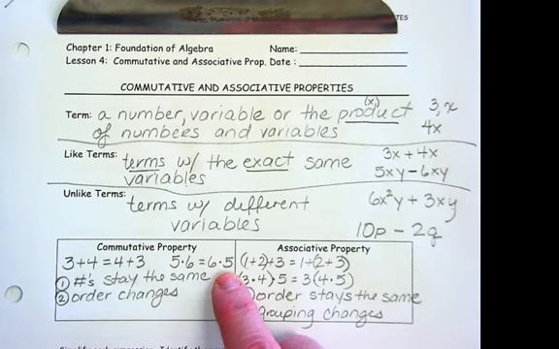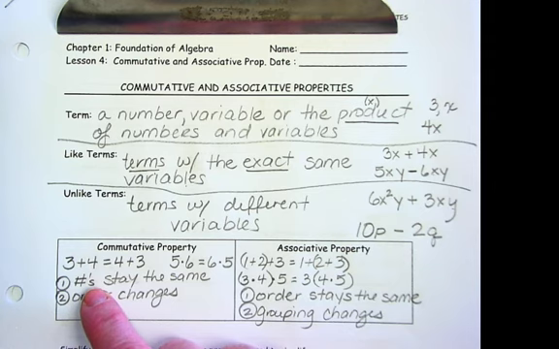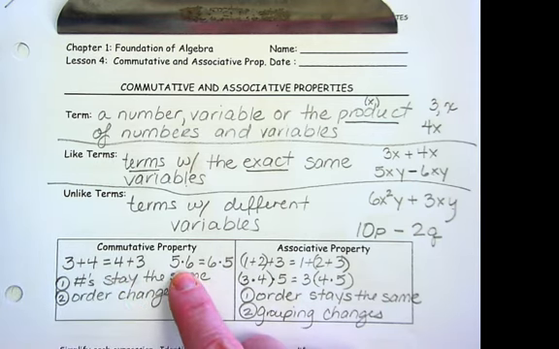So for commutative property, I have 3 plus 4 is equal to 4 plus 3. 5 times 6 is equal to 6 times 5. Yours should be similar to mine, and if for some reason they're not and you want me to check tomorrow, feel free to bring it in. Feel free to add my two examples if you want, or yours are fine if they're similar. The rules are the numbers stay the same, but the order changes, and it only works for addition and multiplication.